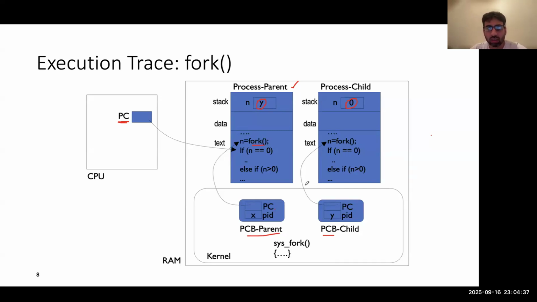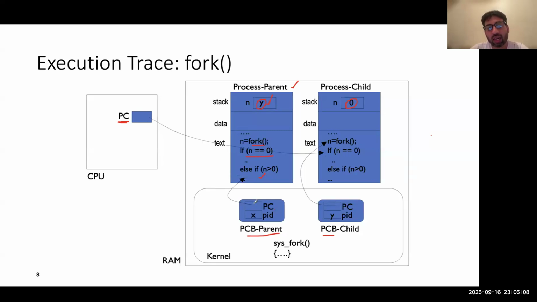So when the next statement is executed, if n is equal to 0, this is not true. Why? Because this is the parent process, and here we see that n is equal to y. Else if n is greater than 0, this statement will be true. So we go to this else block and it will be executed, and then the PC of the parent process will get updated accordingly.